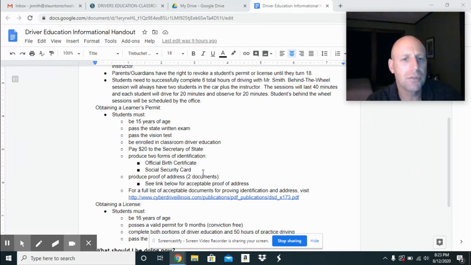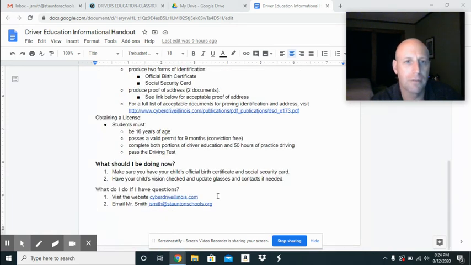You've got to produce proof of address, and there are at least two forms of proof of address. And there's a full list of all of this stuff that is acceptable identification. And that full list is provided at the link here. We'll talk about that more as we go through the rules of the road book. But if you want to start taking a look at it before then, you can go ahead and follow that link, and it'll allow you to see that information.